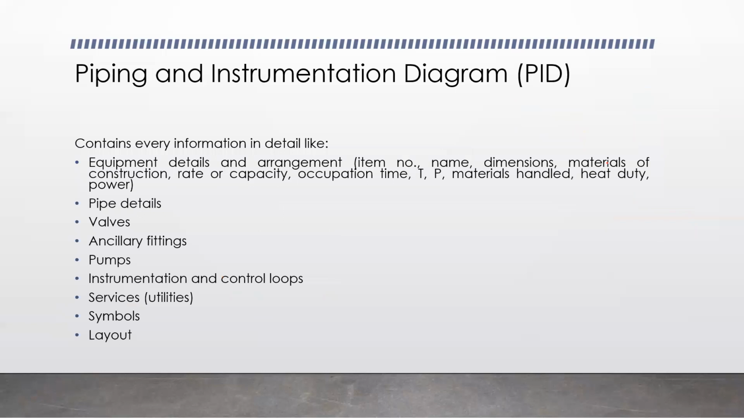And finally, we have the piping and instrumentation diagram, which contains every single piece of information. For example, equipment details, its arrangement, its dimensions, its materials used for construction, its rate or its capacity, its occupation time, its temperature, pressure. The temperature and pressure are also known as the operating conditions. All right, so it contains these. Then it contains the materials handled, heat duty, power, all this information.